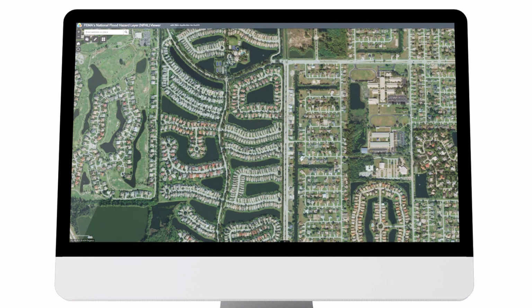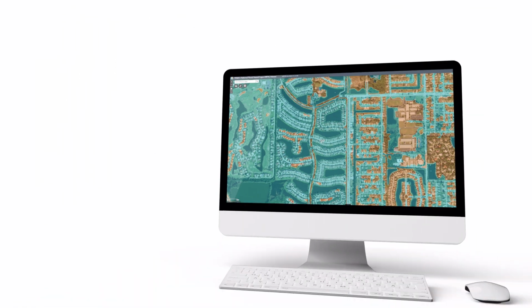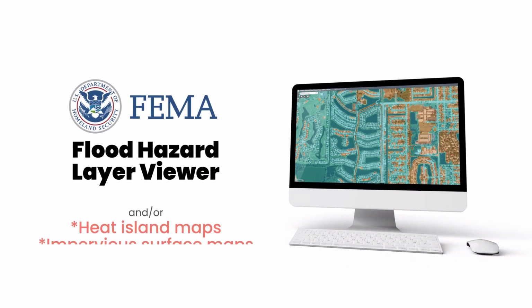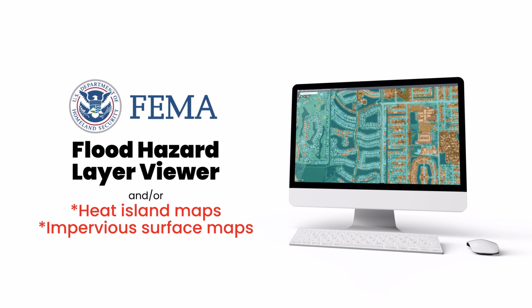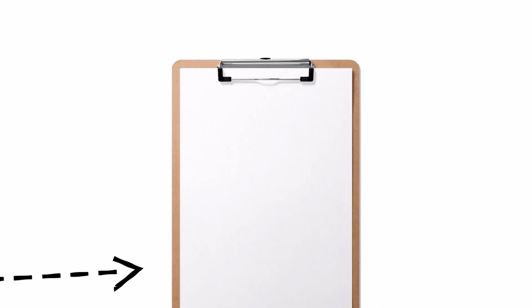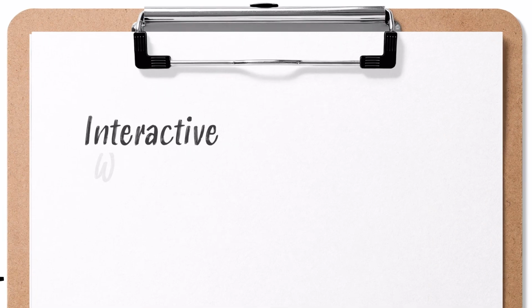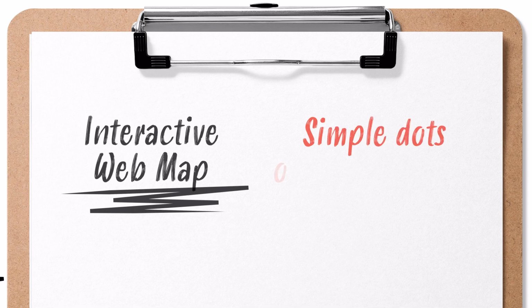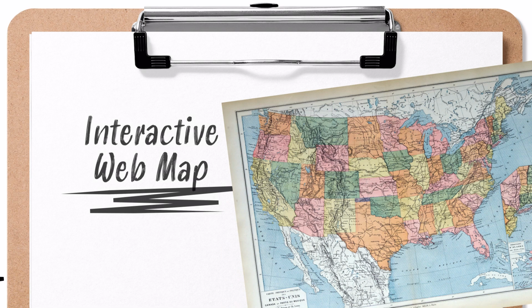For example, if flooding is a problem in your community, you can use something like FEMA's Flood Hazard online tool to identify areas of concern, and/or heat island and impervious surface coverage maps. Your accompanying map can be something produced for an interactive web map or simple dots on a paper map.